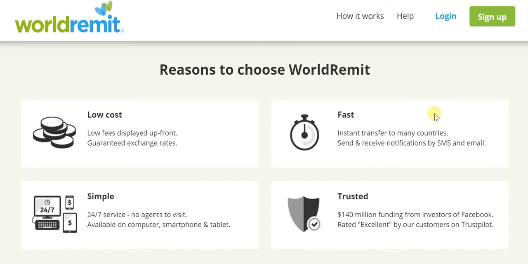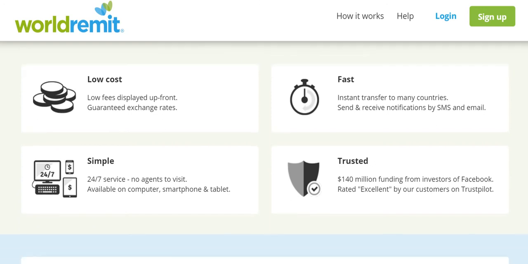And yes, WorldRemit is truly very, very simple. It's 24 by 7. You don't need to visit any agent like Western Union. As long as you're able to get onto the WorldRemit platform using a computer, smartphone, or tablet, the device also doesn't matter. You'll easily be able to go through the entire process yourself. And then, yes, it is extremely trustworthy. Bear in mind that the same folks who've invested in Facebook have invested as much as 140 million US dollars in WorldRemit. Further, WorldRemit's own customers have rated it as excellent on Trustpilot.